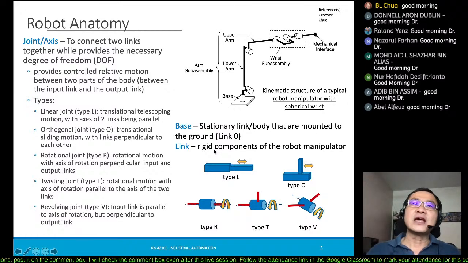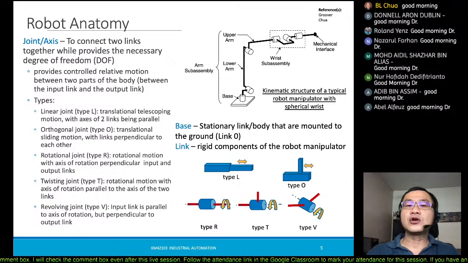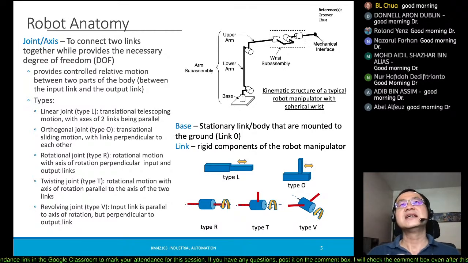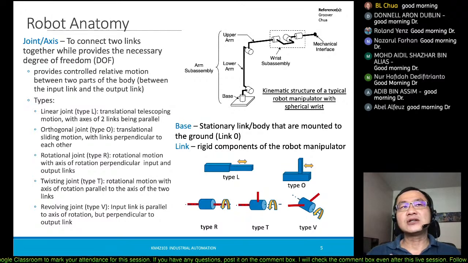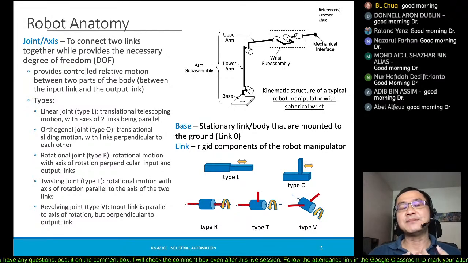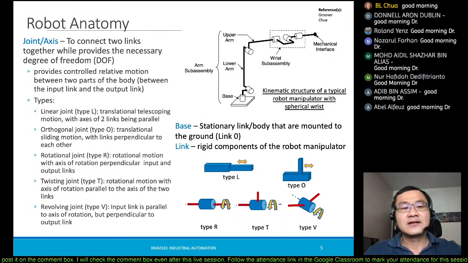For sure, as you can see in industrial robots, we still use a very rigid link, just like we have a bone. We need a rigid link to do the support to perform the task of the manipulator, the hand itself.